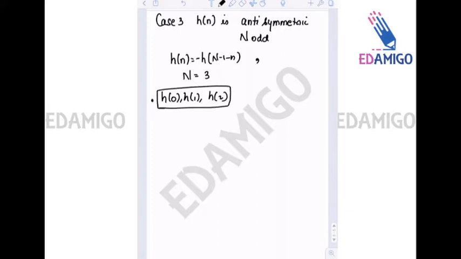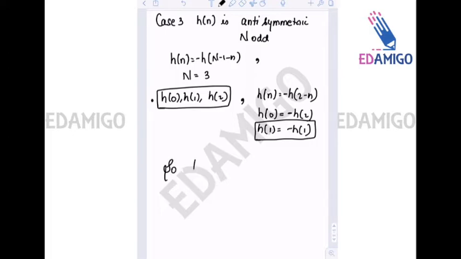Okay, so Hn will be equal to minus h of 2 minus n. So minus times h0 equals to minus of h2, h1 equals to minus of h1. So from here we can see that h1 has to be 0. Okay, so Hn has only 2 terms left, that is h0 and h2. Okay, and h0 equals to minus times of h2. We have seen this.